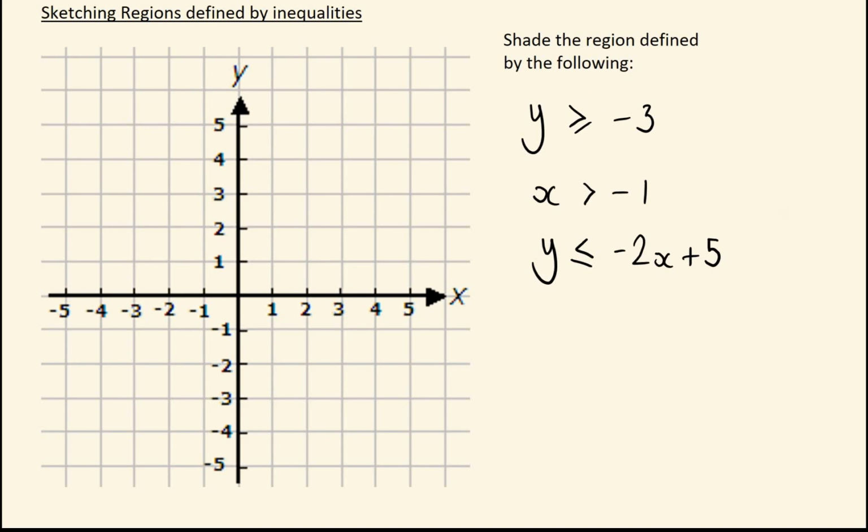So you've got y is greater than minus 3. That would just be a straight line going through minus 3 on the y coordinates. x is greater than minus 1. That would be a straight line going through minus 1. When we do inequalities, if it doesn't equal it, we want to use a dashed line.